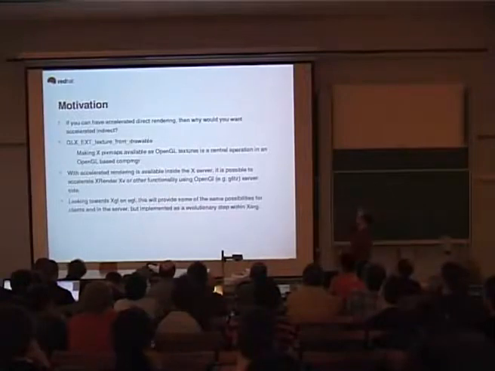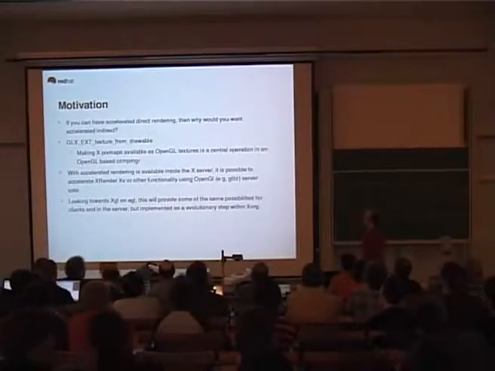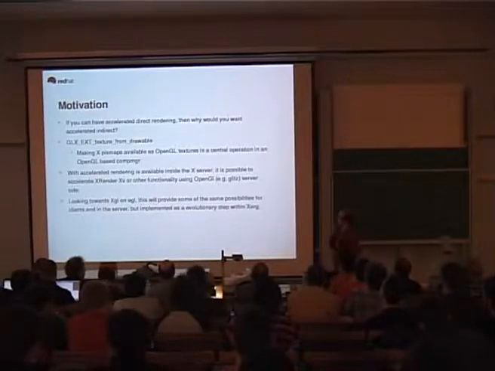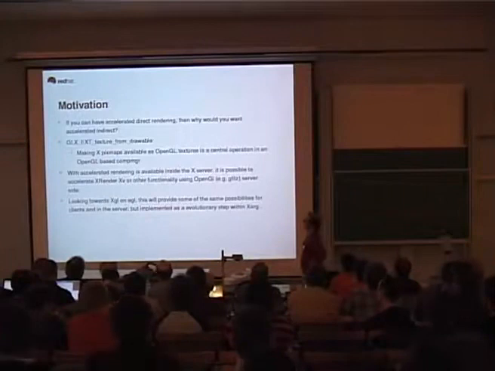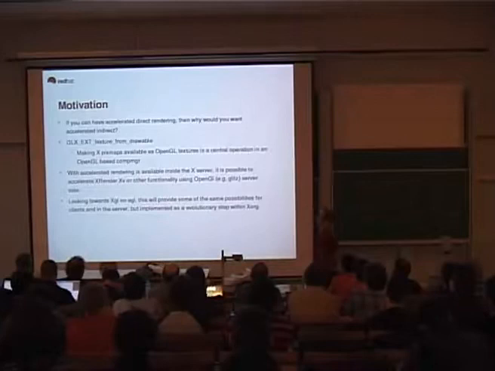So the question is, we have direct rendering, which is faster than indirect rendering, and it does the same. Why would we want to accelerate indirect? And there's a few reasons. I'm listing GLX texture control, which is probably the primary driver of this work.